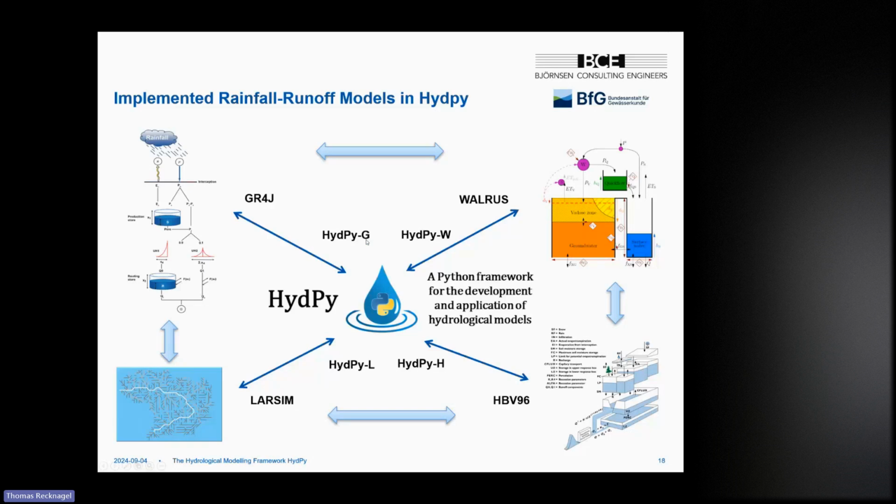Our version is called HydPy-G. And also the Dutch model for lowland hydrology, Walrus, is available in the HydPy world. It's HydPy-W.